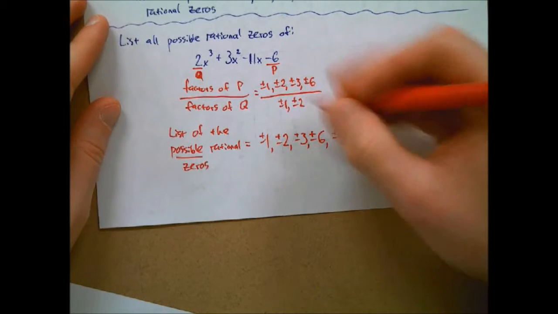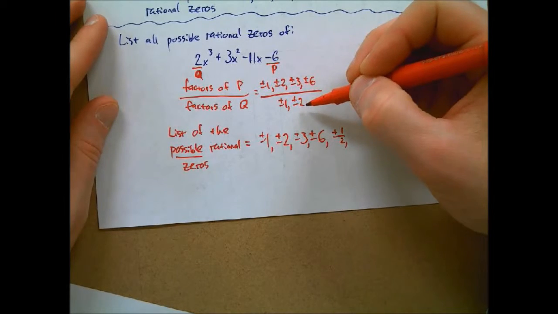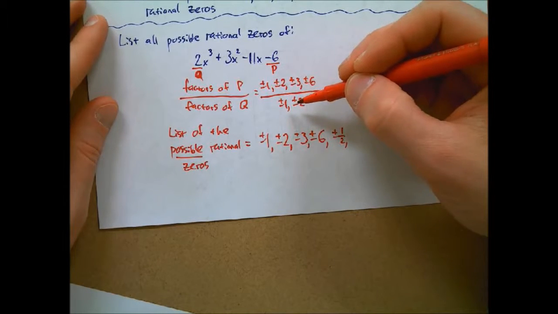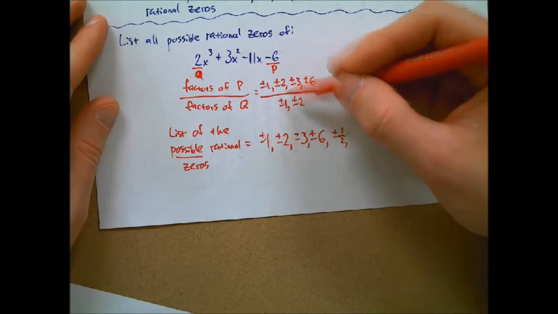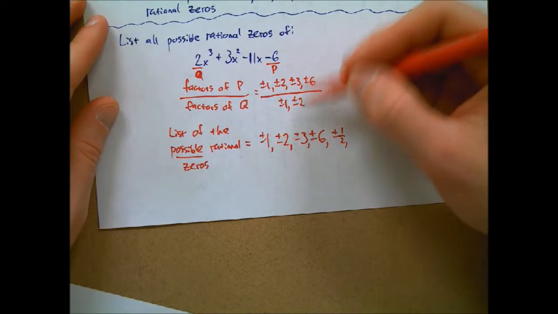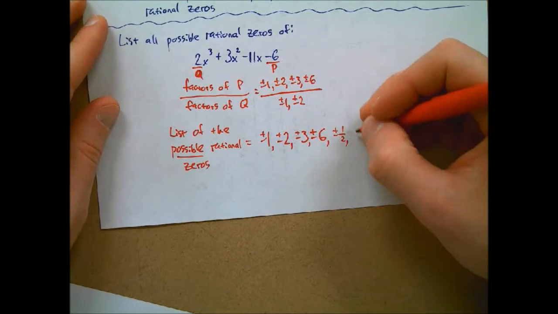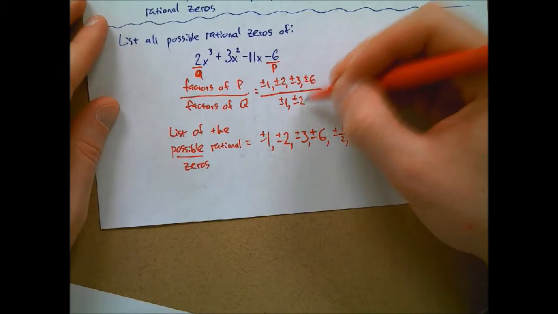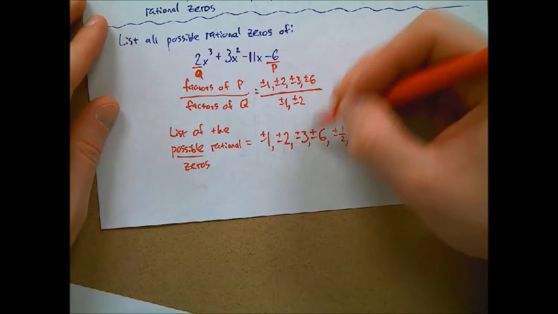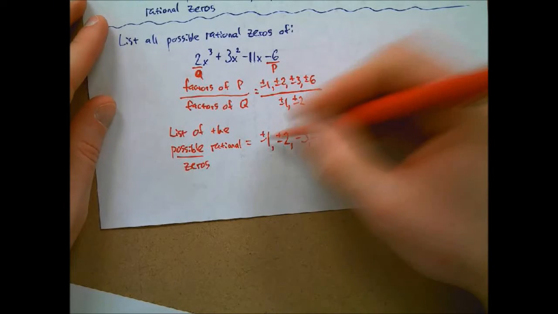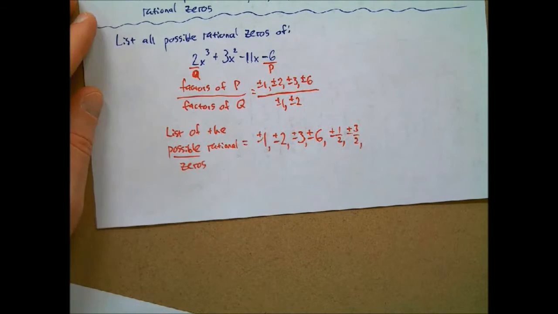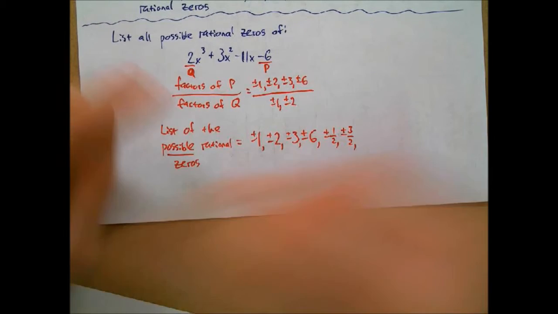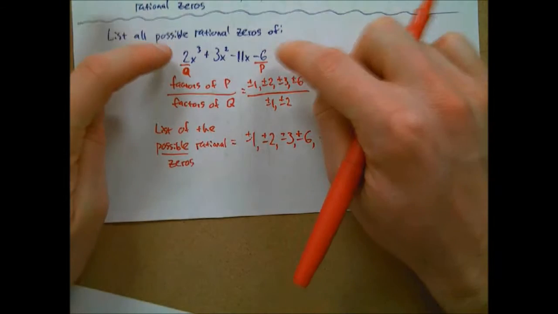Then we also have 2 over 2, but what's 2 over 2 really? It's 1. Do I need to list that? I already have it, right? So I don't have to do 2 over 2. What about 3 over 2? I do not have 3 over 2 yet, so I'm going to put 3 over 2. And then 6 over 2, what does that simplify to? 3, and I already have 3. So here are our possible rational zeros. It is these numbers that we're going to use to help us try and factor this polynomial.